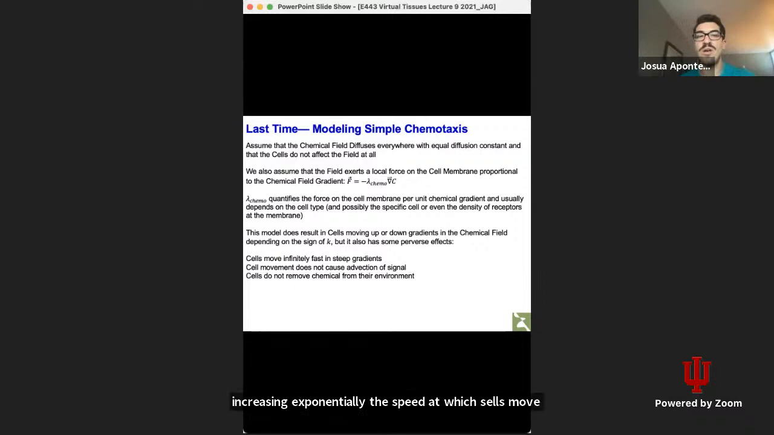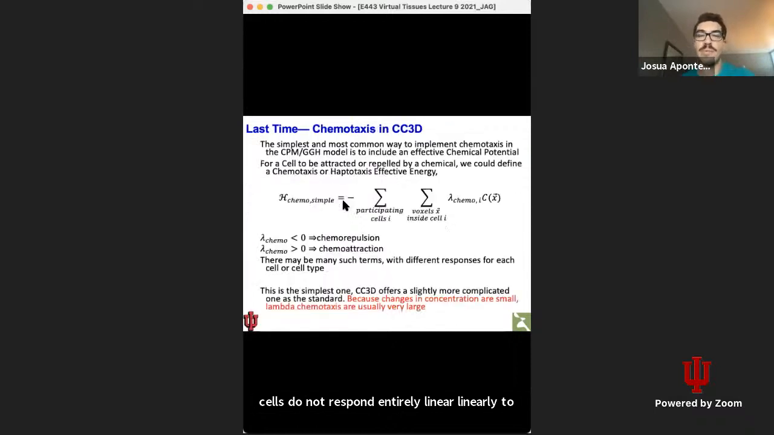But if the gradient is increasing exponentially, the speed at which cells move due to that gradient will also increase exponentially, and that might represent certain problems, both computationally, because in the specific case of CompuCell, cells might disintegrate due to experiencing forces that are too high, or because it is biologically unrealistic, because in reality cells do not respond entirely linearly to gradients, especially as those gradients become steeper and steeper. But we'll come back to that later.